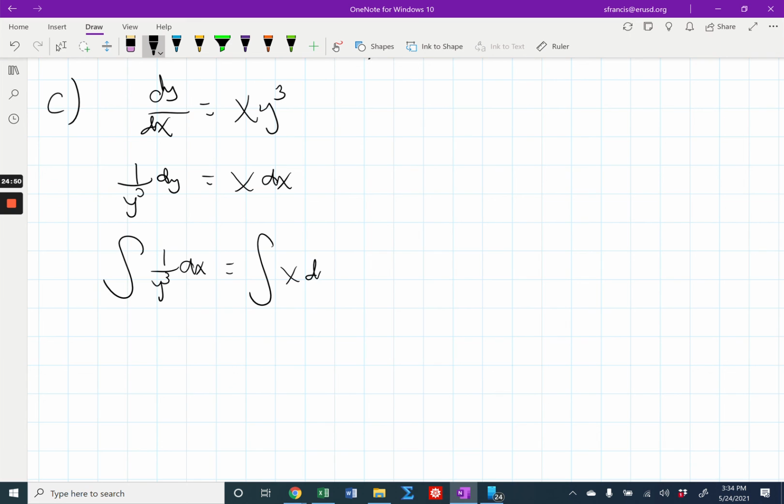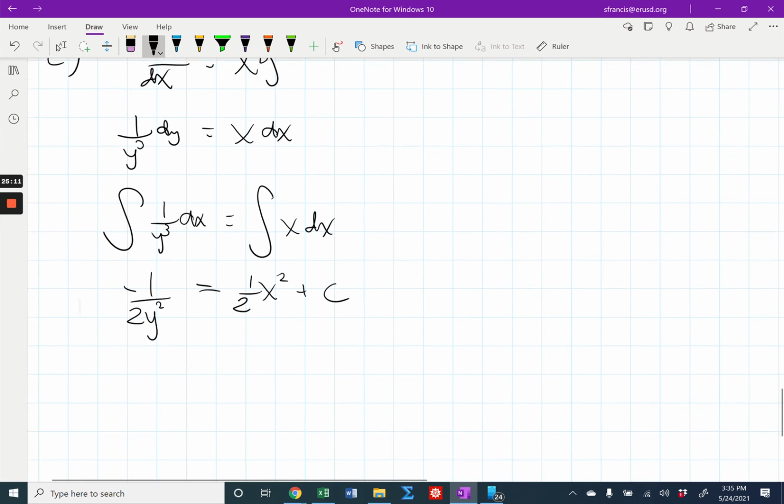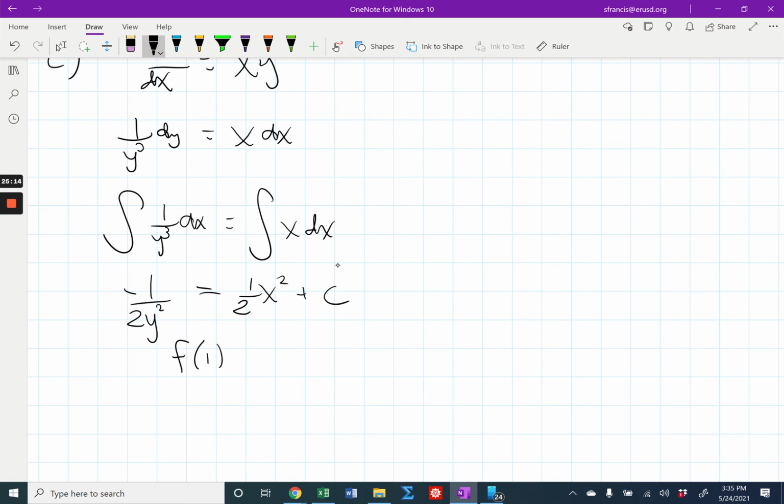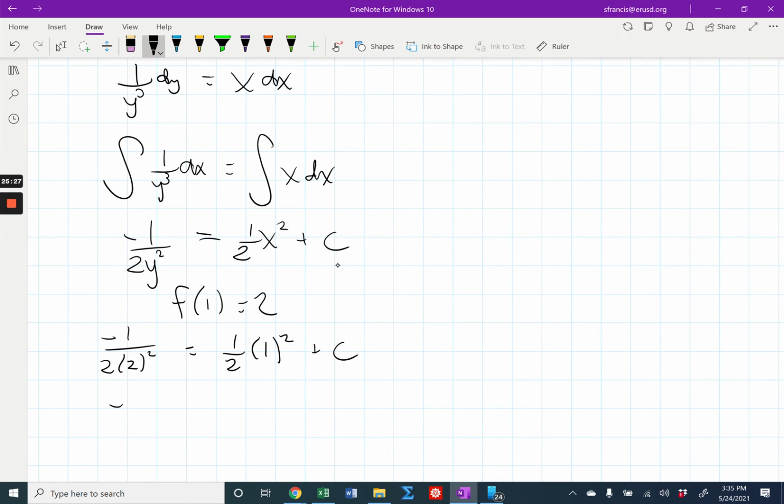You find an antiderivative, so it's going to be negative 1 over 2y squared equal to half x squared plus c. A point total for the antiderivatives and a point for c. So up to this point, if you've done this much correctly, you got 3 points. The next point is using the fact that f of 1 is 2 to generate the value of c. And so it's 1 over 2 times 2 squared, but that should be negative, is equal to 1/2 times 1 squared plus c. So this is negative 1/8 is equal to 1/2 plus c.